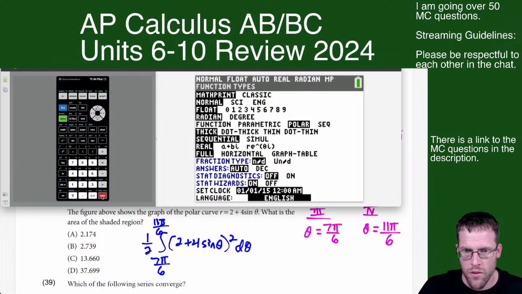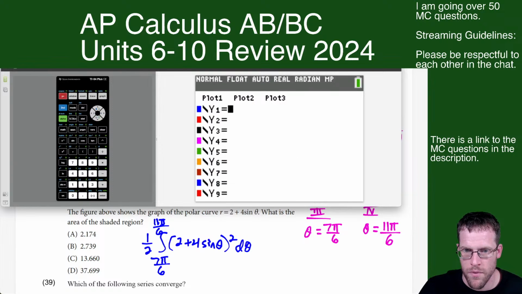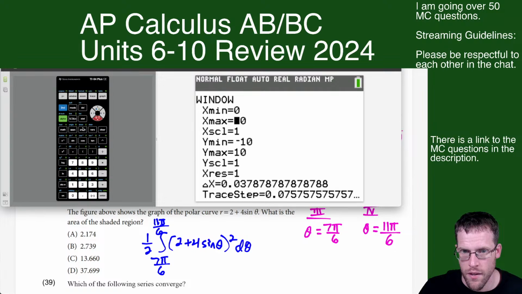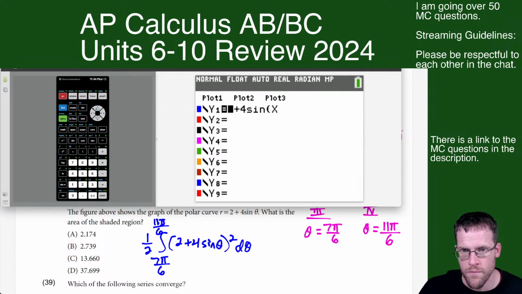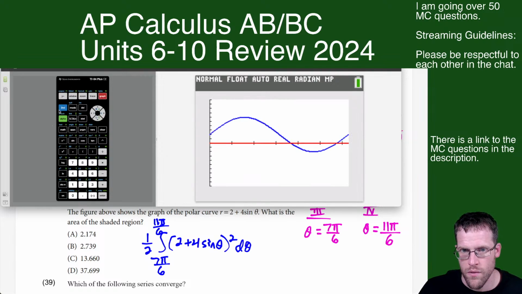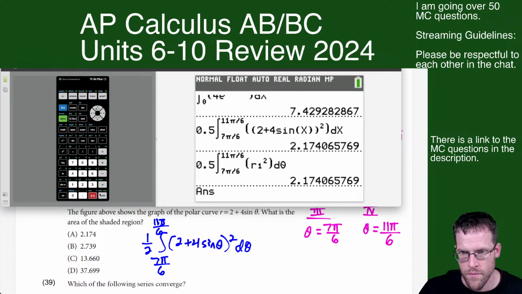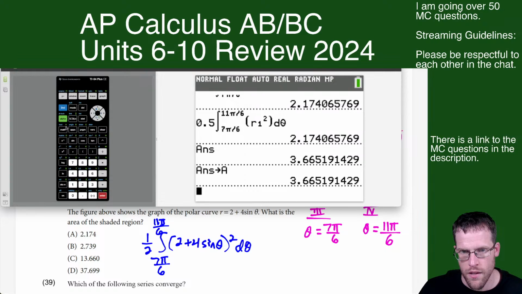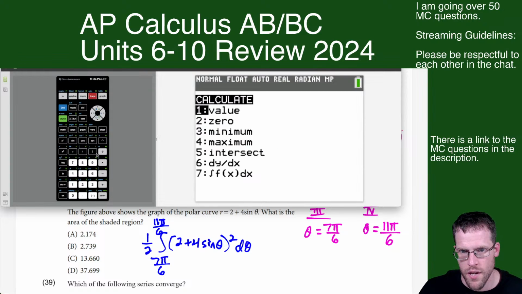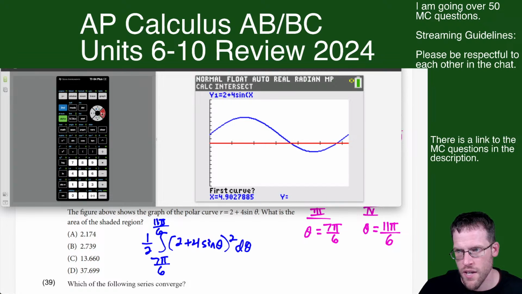go to function mode and type in 2 plus 4 sine theta. I'll make my window 0 to 2 pi. And see, there are 2 roots. I'm going to graph the line y equals 0. Now watch: second trace 5 to find the intersection. Enter, enter, enter. I'll show you how to do that again. I'm going to store that as A. The second answer, second trace 5, that's my second angle, where the equation goes to 0.